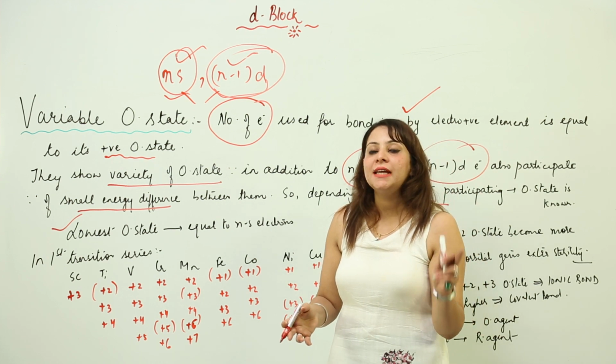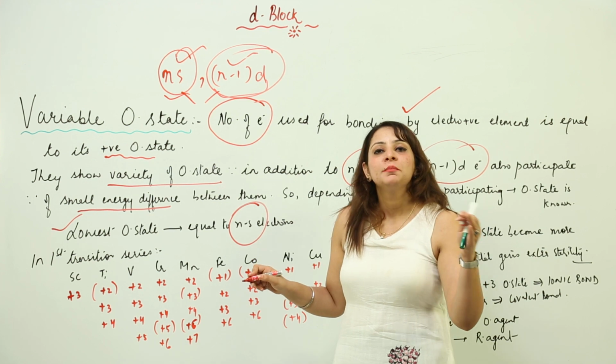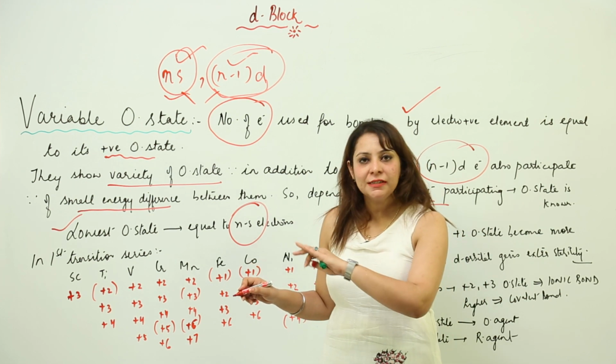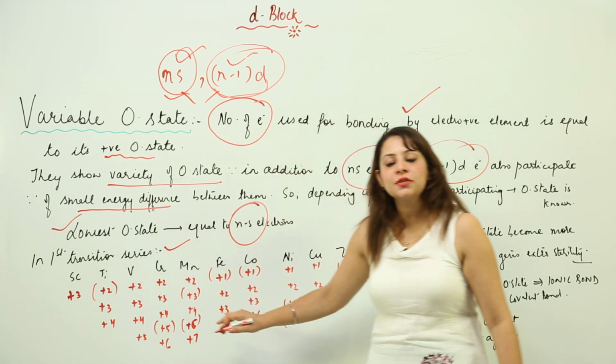The lowest oxidation state is determined by the ns electrons, right, and the highest by the participation of s as well as the d electrons. So this is what we have seen. This I have written for you for the first transition series.